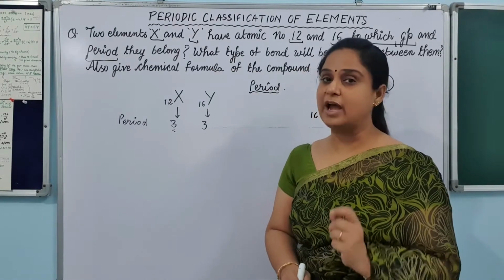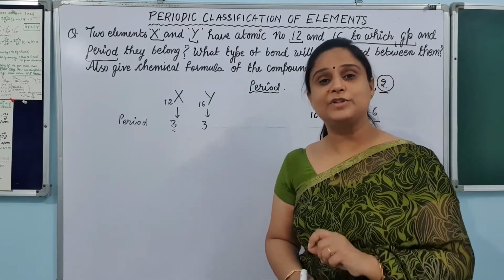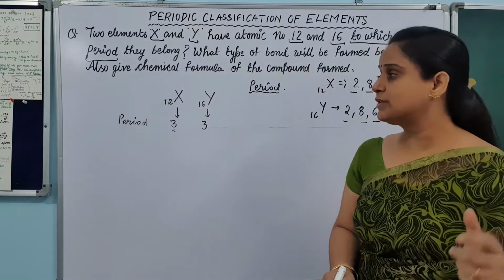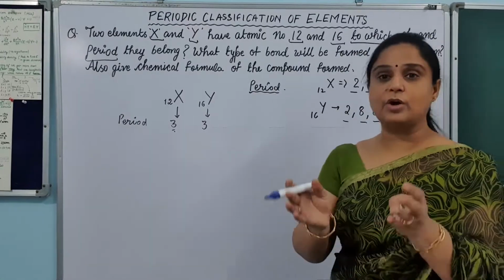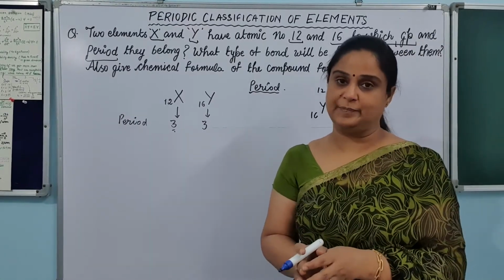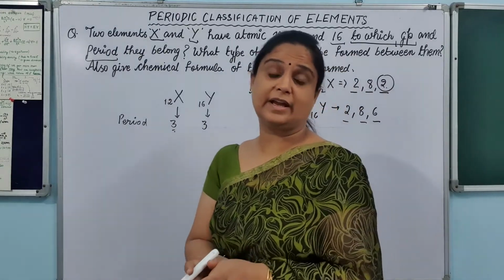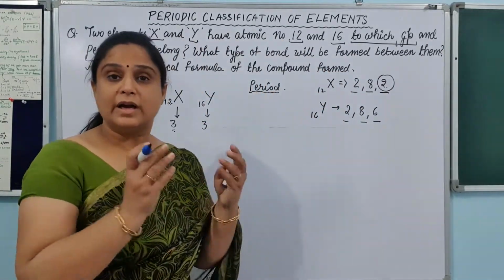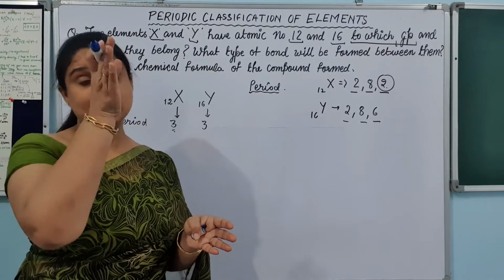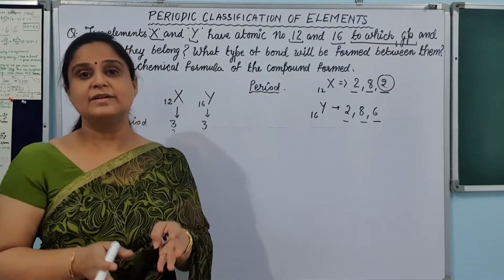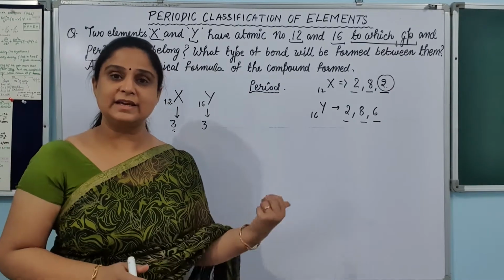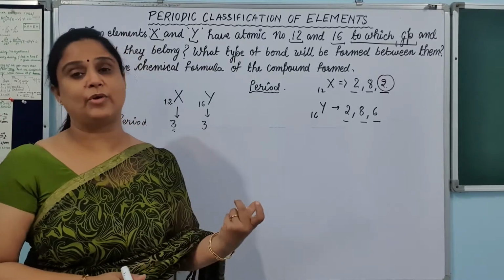Second part is that you have to calculate to which group they belong. That is the important question. To which group they belong, उसके लिए we should know how many electrons are there in the outermost shell. क्योंकि ग्रुप में डिवीजन किया गया है उनका according to outermost shell configuration. मतलब same kind of configuration means same group. So let us see how to find out the group of an element.